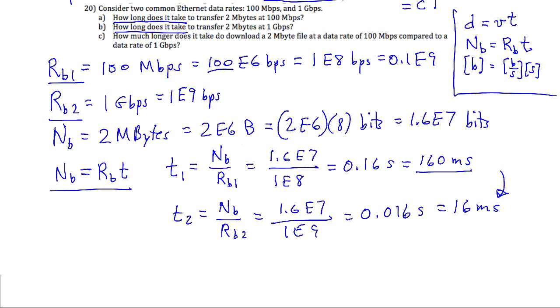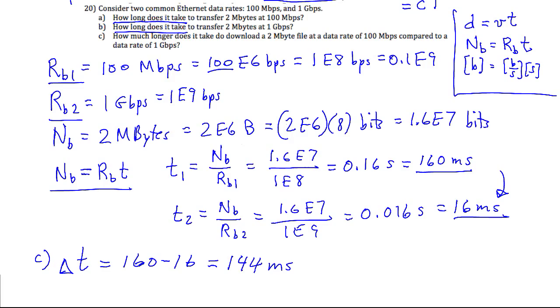Here I'm showing you plugging in all the numbers and making sure that it all makes sense at the end. How much longer does it take for part C? The difference in time is 160 minus 16, which is 144 milliseconds. So that's how much longer it takes to download at 100 megabits per second compared to 1 gigabit per second. Okay, hope this makes sense and helps.